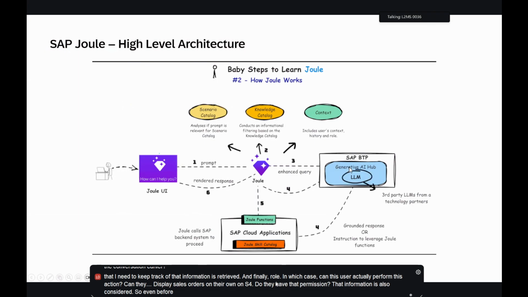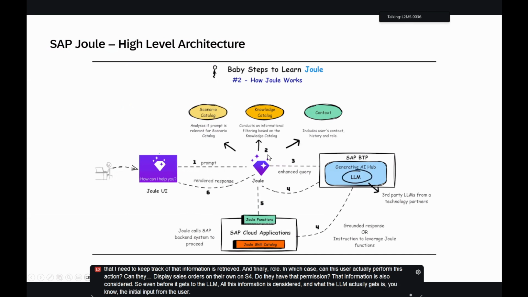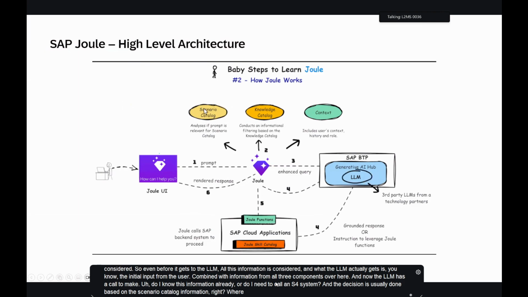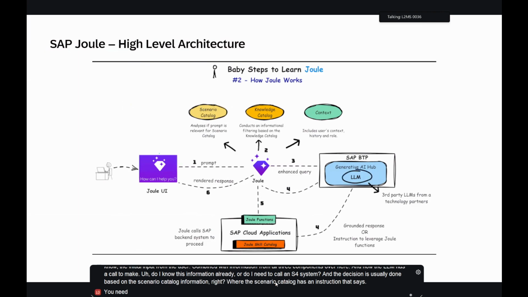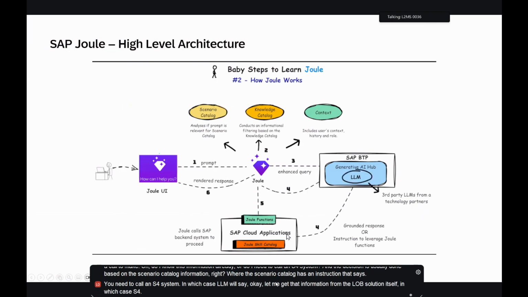So even before it gets to the LLM, all this information is considered. And what the LLM actually gets is the initial input from the user combined with information from all three components over here. And now the LLM has a call to make. Do I know this information already, or do I need to call an S4 system? And that decision is usually done based on the scenario catalog information, right? Where if the scenario catalog has an instruction that says you need to call an S4 system, in which case the LLM will say, okay, let me get that information from the LOB solution itself, in which case S4.